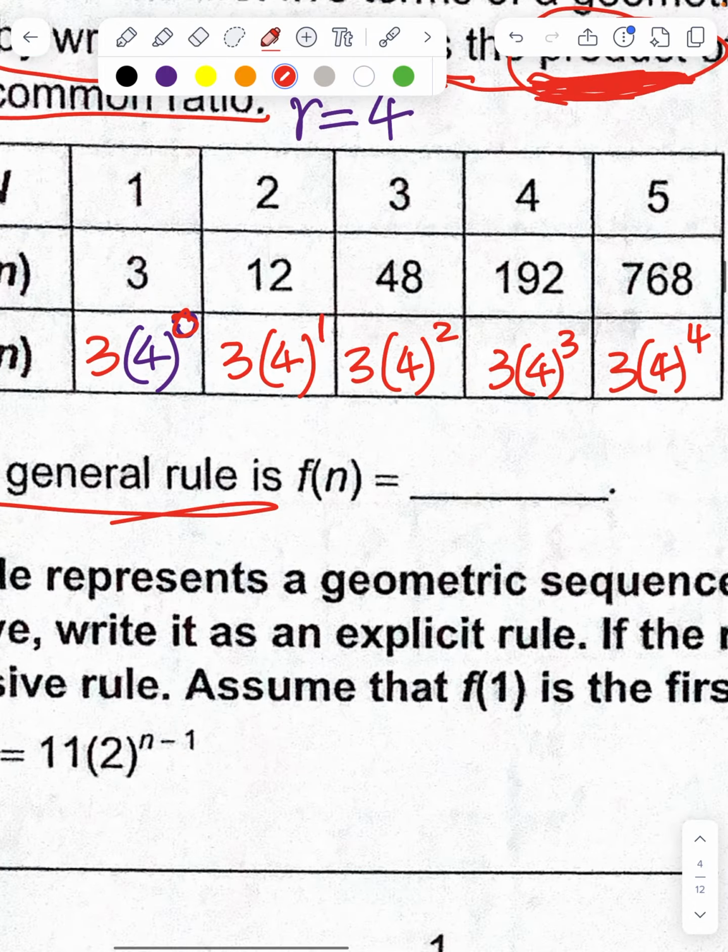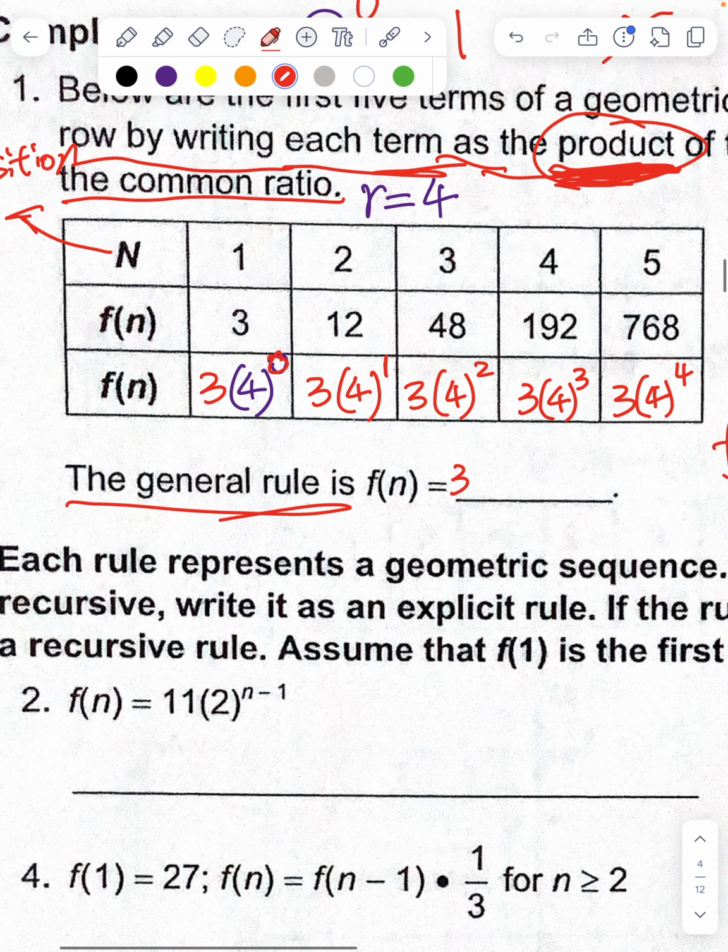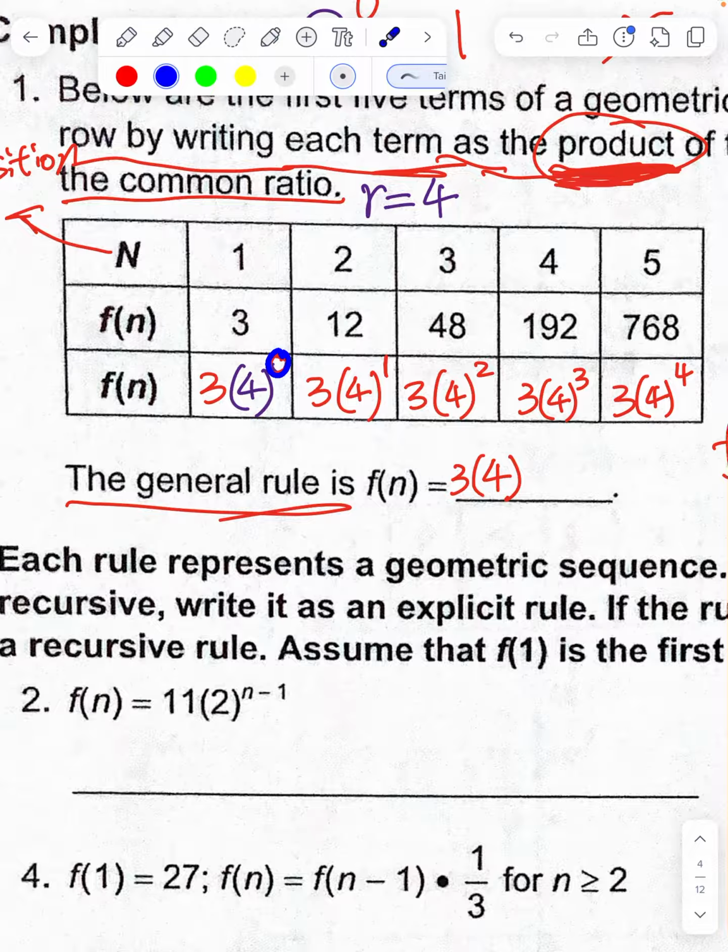So just the general rule is the first term multiplied by the common ratio, which is 4, raised to what power? Look at the power here. The power is always 1 less than the position number. Look at here's 0. The power is 0, but the position is 1. The n is 1. Yeah? Then look at this term. The power is 1, but the position is 2.